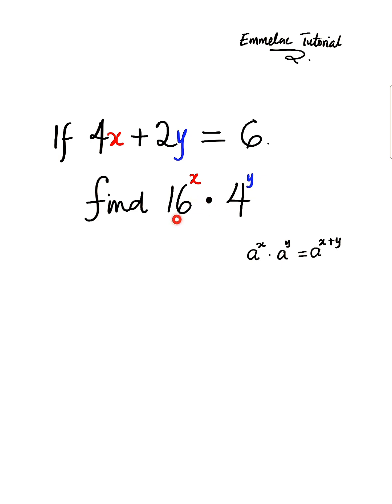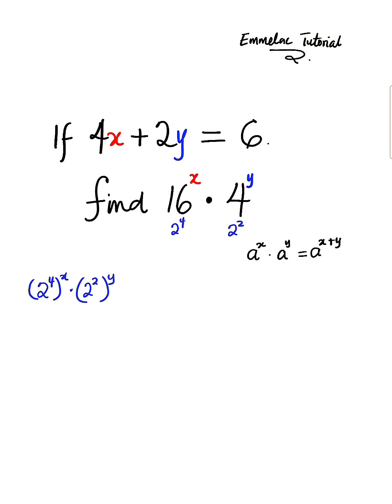However, it's important to note that here you have a base of 16 and here you have a base of 4. The first thing for us is to reduce 16 to a base of 2 and also reduce 4 to a base of 2. That gives us 2^4, all raised to x, then times 2^2, all raised to y. That's because 16 is the same as 2^4, and 4 is the same as 2^2.